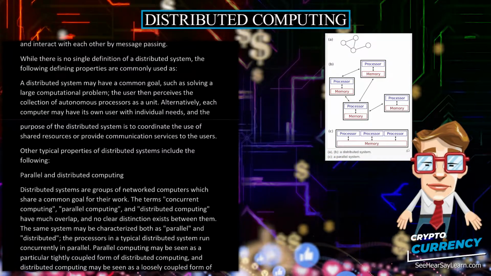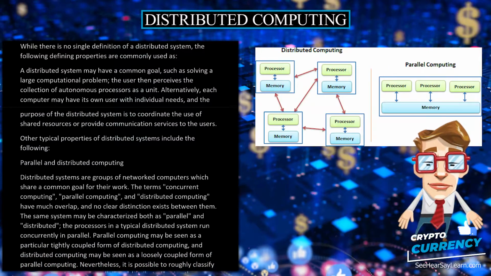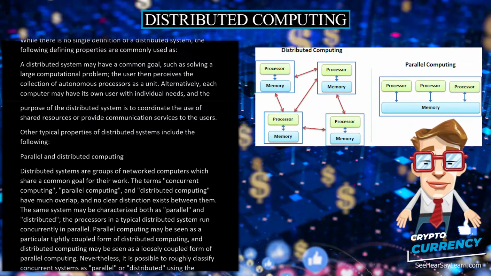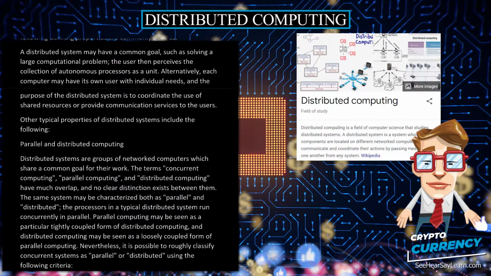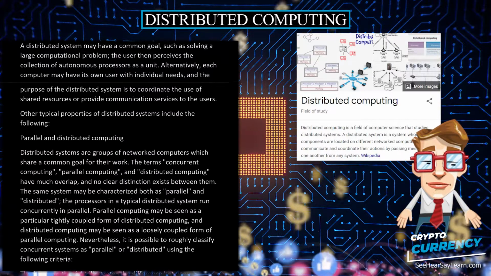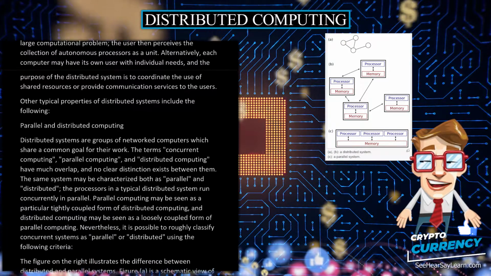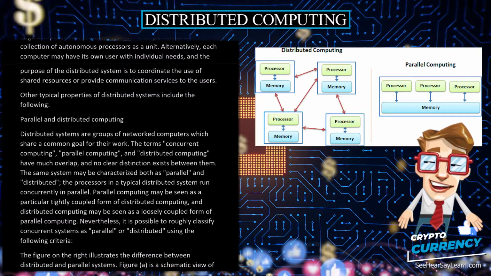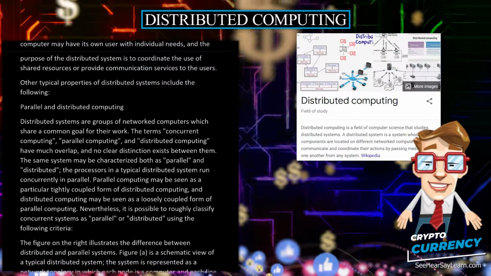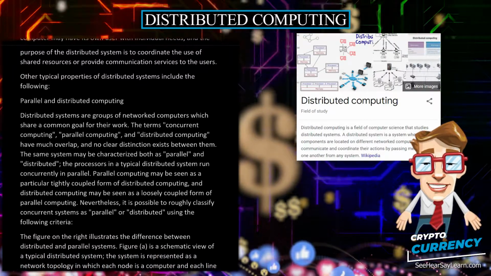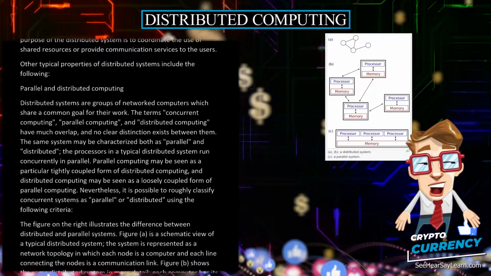Other typical properties of distributed systems include the following. Parallel and distributed computing. Distributed systems are groups of networked computers which share a common goal for their work. The terms concurrent computing, parallel computing, and distributed computing have much overlap, and no clear distinction exists between them. The same system may be characterized both as parallel and distributed. The processes in a typical distributed system run concurrently in parallel.